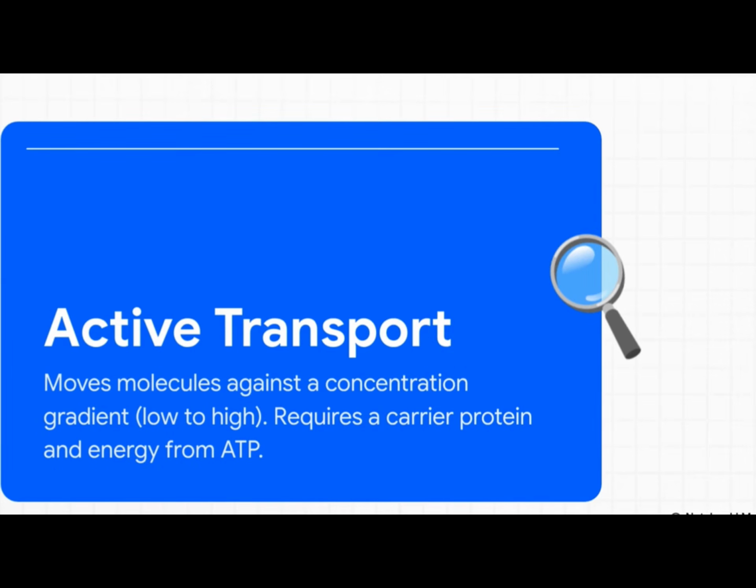Think of ATP as a tiny charged-up battery. When the cell spends it, that ATP is broken down, releasing a packet of energy that powers the pump. No ATP, no active transport. It's as simple as that.